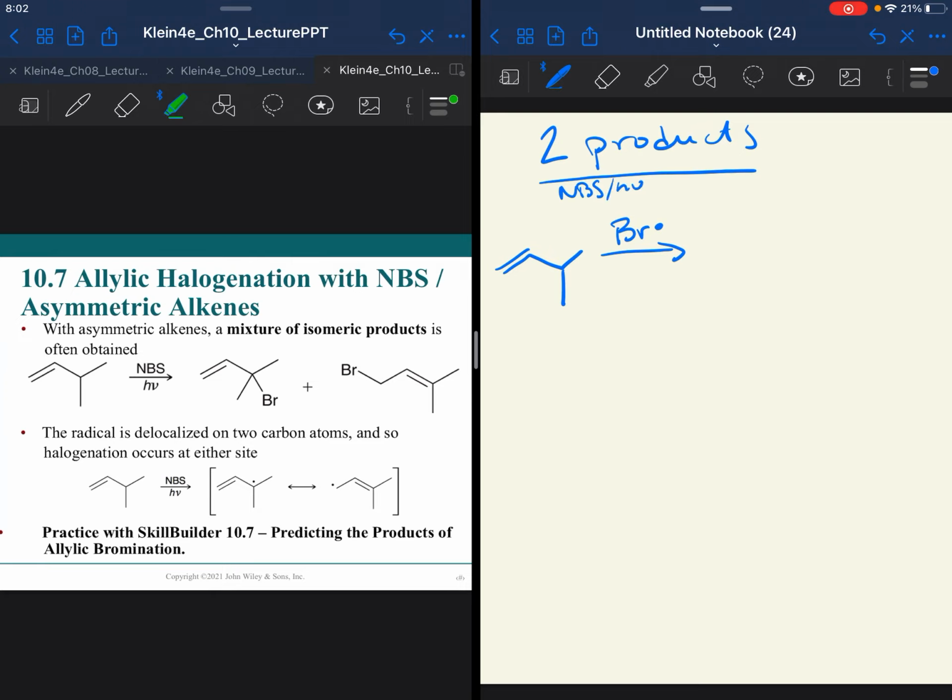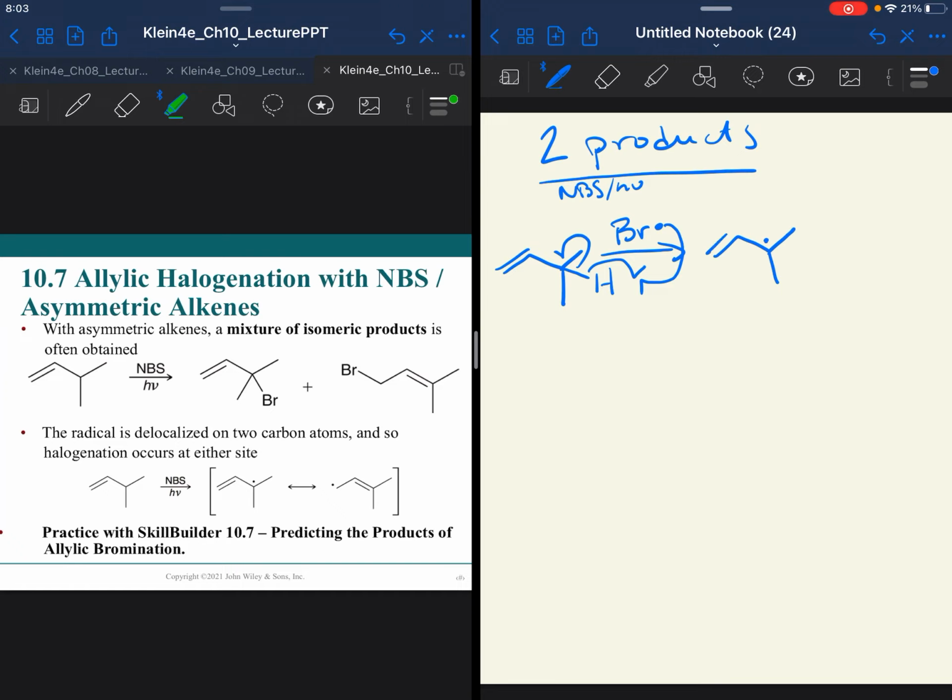NBS and light are being used. We know that the bromine radical is going to abstract this proton. It's in the tertiary position. It is also going to give the allylic radical, which will be the most stable. So I'm just going to flip that around there. That's going to give this allylic radical here and some HBr.